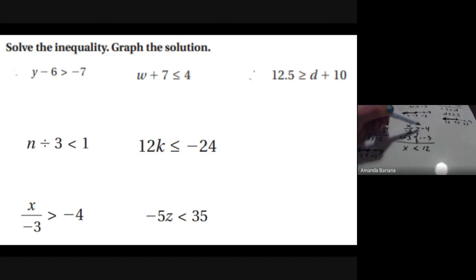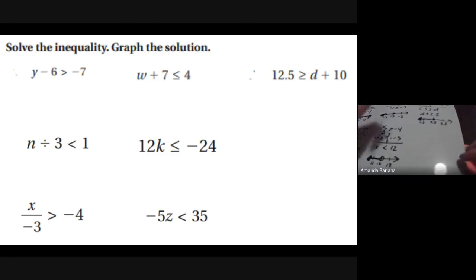And again, we do that because the sign of our number changed. When the sign of our number changed using multiplication or division, we have to flip that symbol around. And that always happens when we multiply or divide by a negative. Let's graph that. Less than 12 is an open circle at 12, shaded to the left.